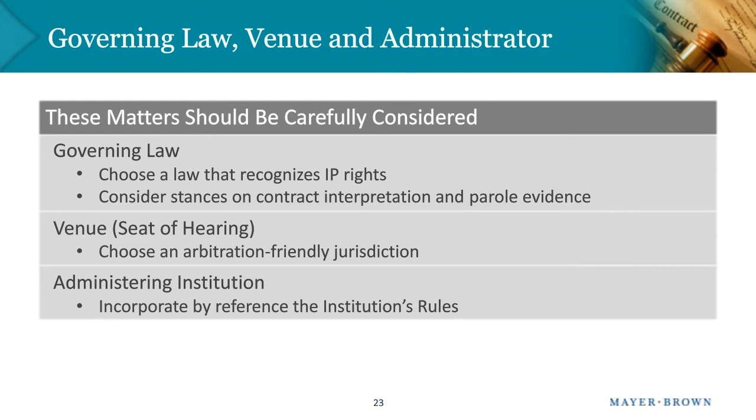Another issue is the administering institution, like, for example, the ICDR. You can incorporate by reference the institution's rules that the arbitrators would then follow during the course of the arbitration, and that can affect the timing. It can affect the number of hearings you have in terms of administrative stuff leading up to the final hearing, and can affect the discovery.